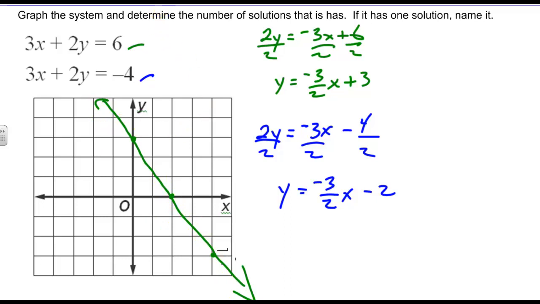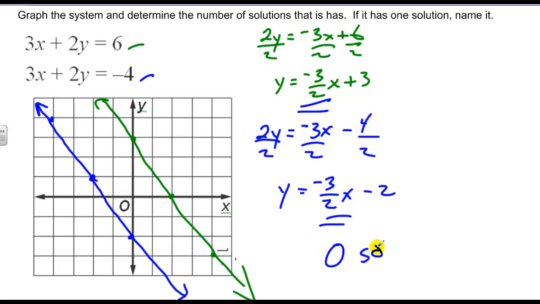Then we'll go down 2 and down 3 over 2. I can't really go down 3 because I don't have any more room, so I'm going to go up 3 and back 2, which also gives me that negative slope. Look at down 3 over 2. Connect the dots, and you'll notice these lines appear to be parallel. Since they're parallel, in fact they are parallel because you'll see I have the same slope, I have no intersections, so 0 solutions.